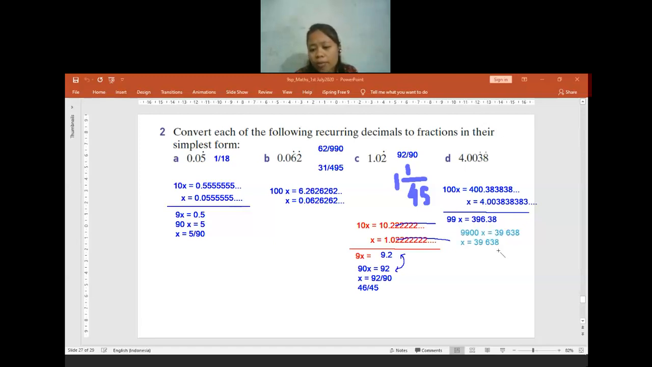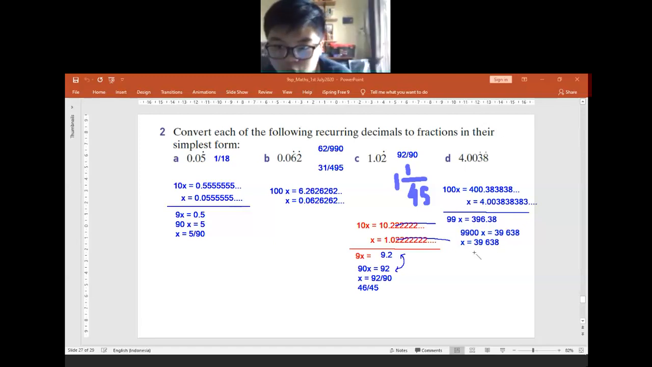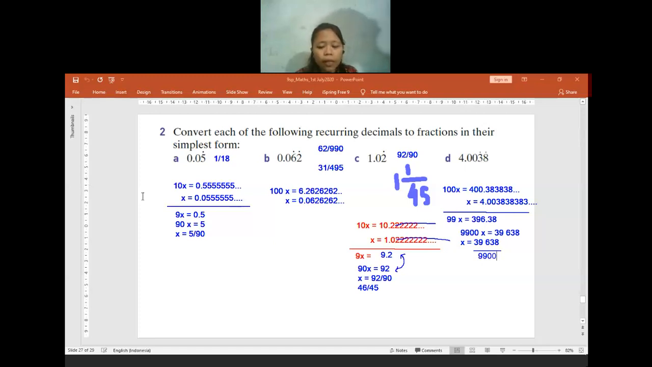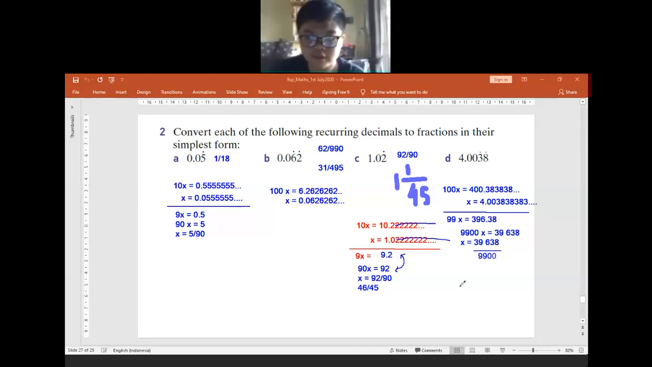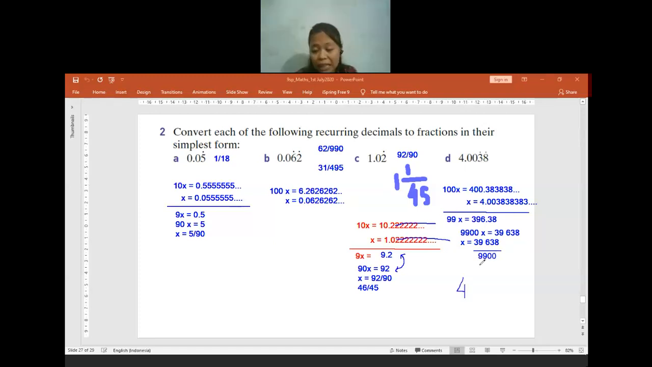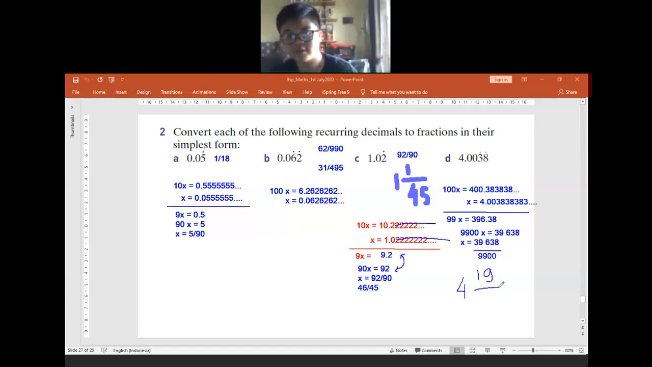Is there anyone who wants to help me? It becomes 4 whole number and then 19 out of 4,950, because simplified, 19 out of 4,950.